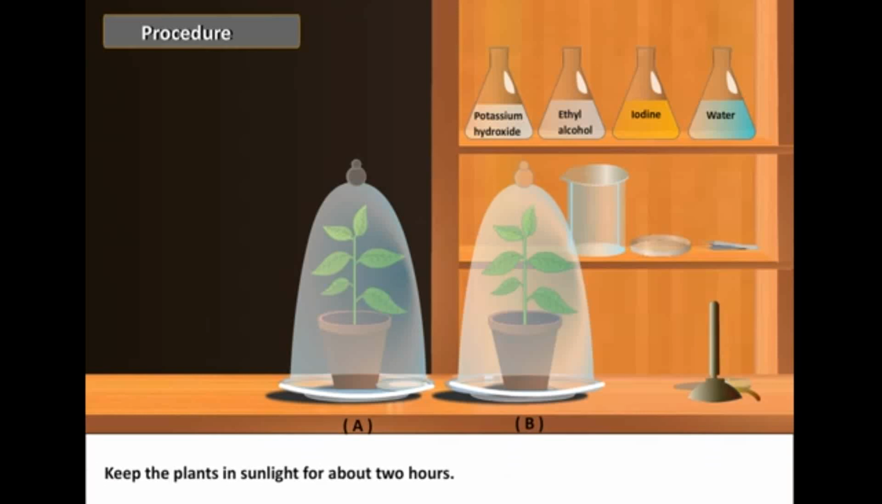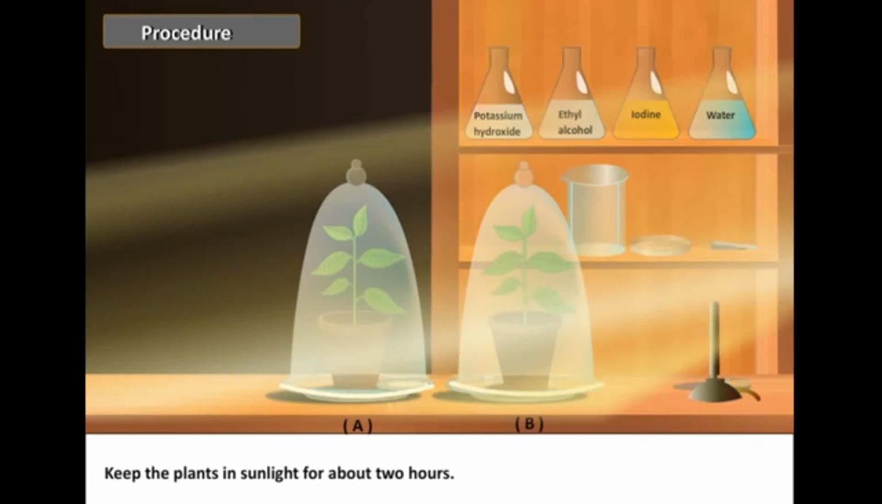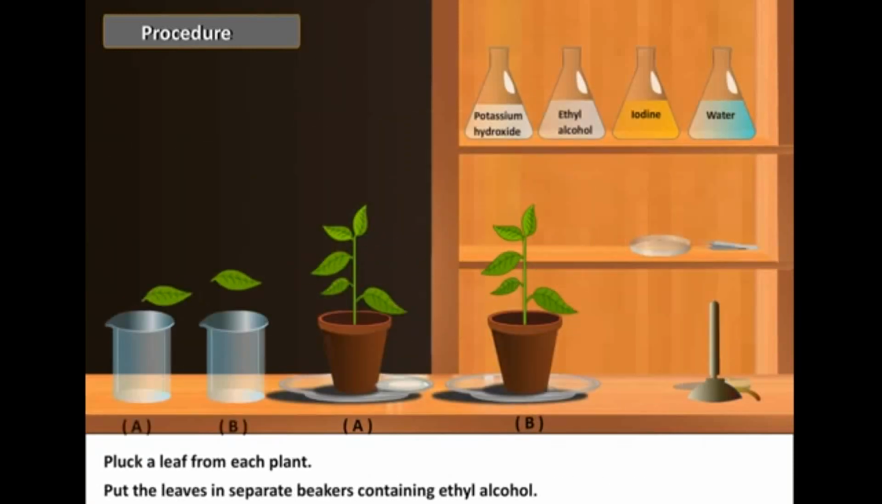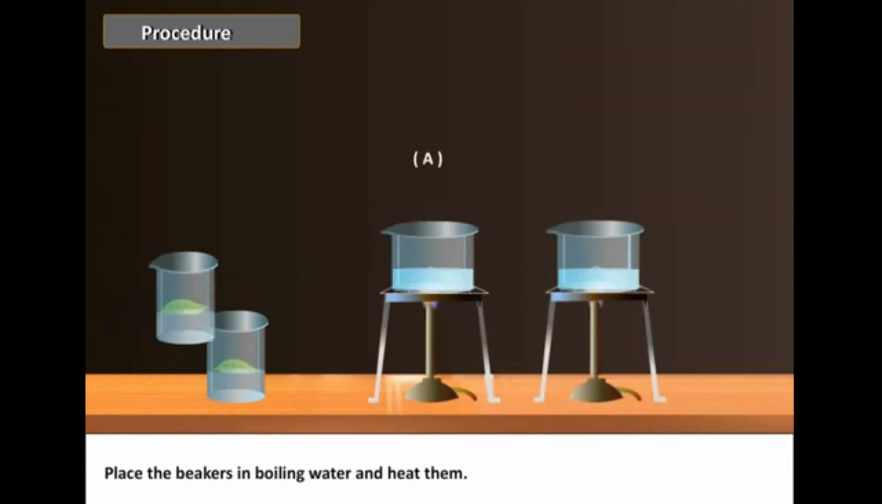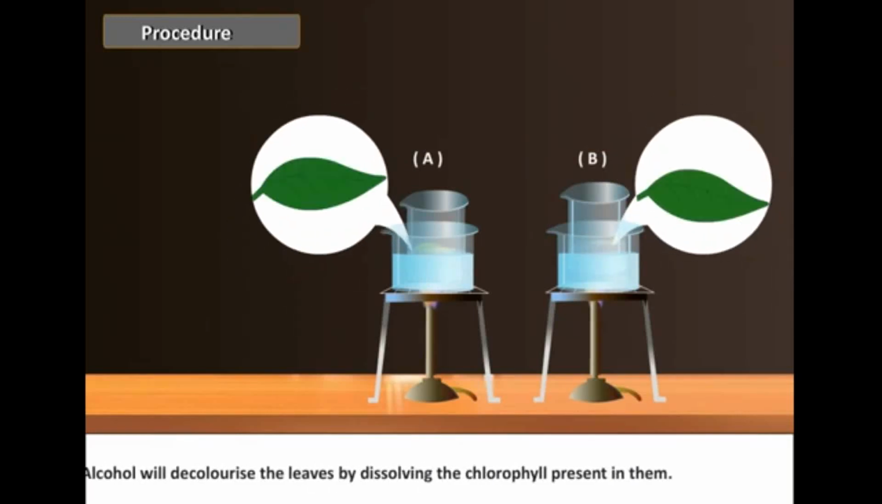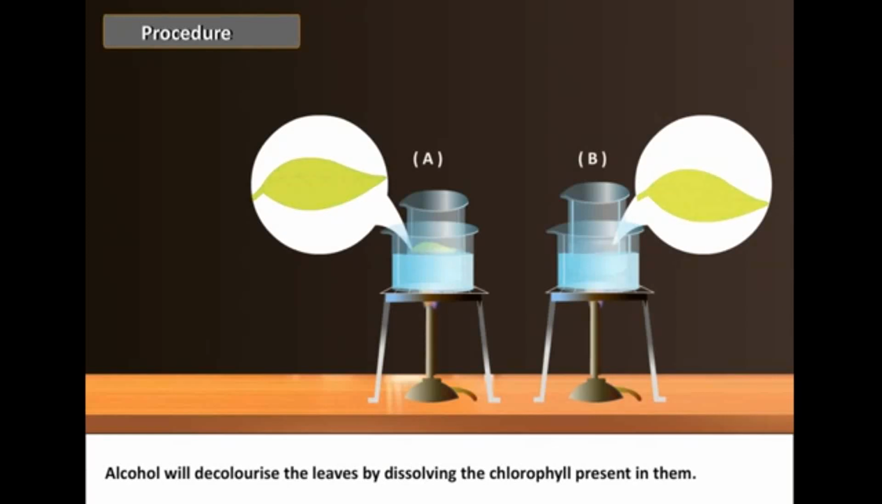Keep the plants in sunlight for about 2 hours. Pluck a leaf from each plant. Put the leaves in separate beakers containing ethyl alcohol. Place the beakers in boiling water and heat them. Alcohol will decolorize the leaves by dissolving the chlorophyll present in them.